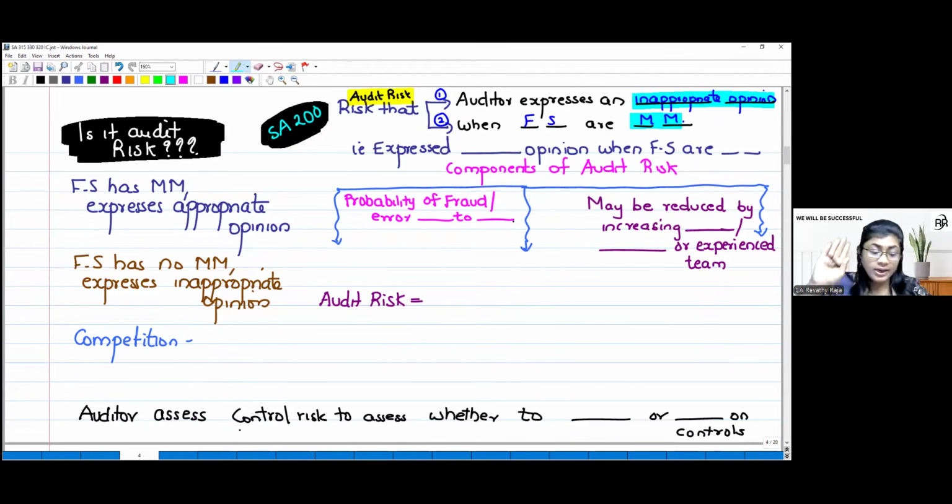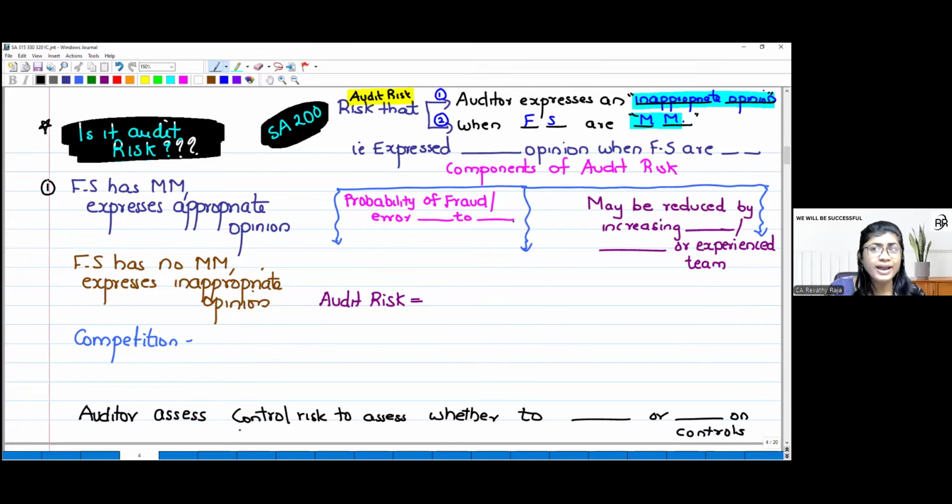No. Now, this is another past exam question. What is audit risk? What is not included in risk? As you said, for it to be an audit risk, there should be an inappropriate opinion and the FS should be misstated. So these are not included in audit risk.